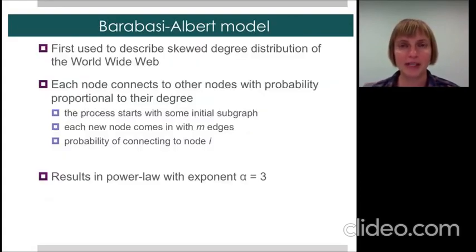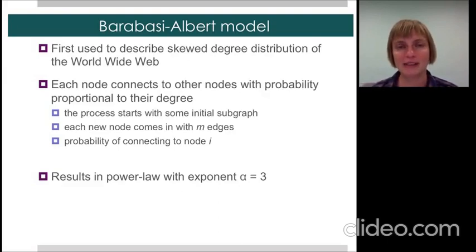The more recent and very widely known model is the Barabási-Albert model, which was first used to model the degree distribution of the World Wide Web. And in particular, Laszlo Barabási and Réka Albert were looking at the Notre Dame website and noting that some of the web pages had many more edges, that is, links, than others. And they considered an undirected model, even though in reality the web is a directed graph.